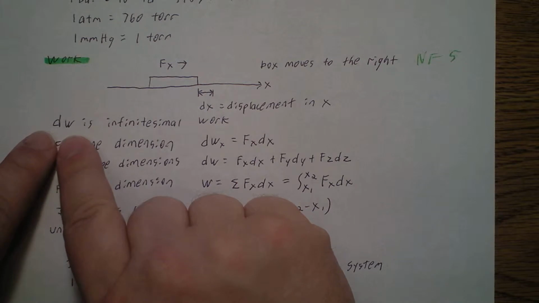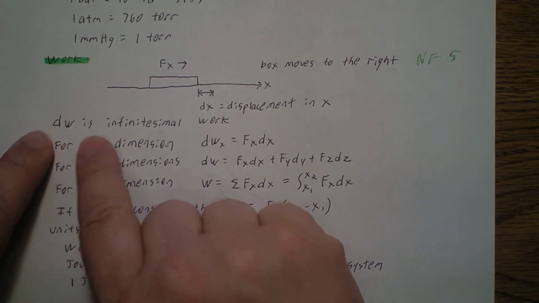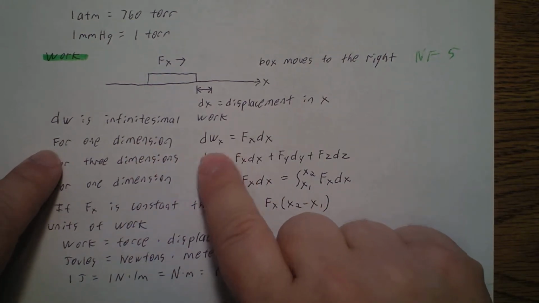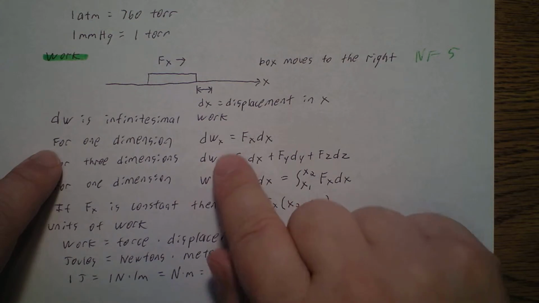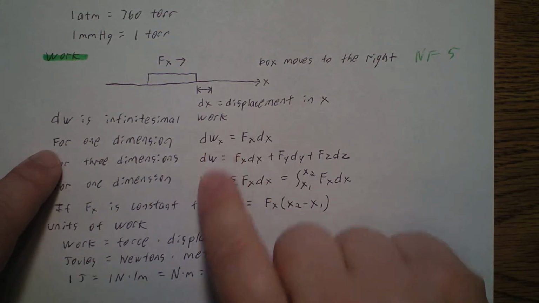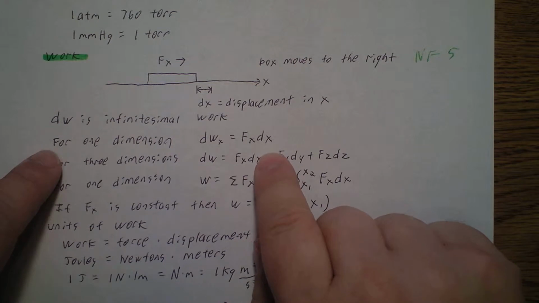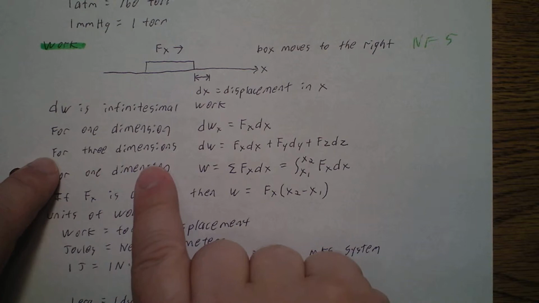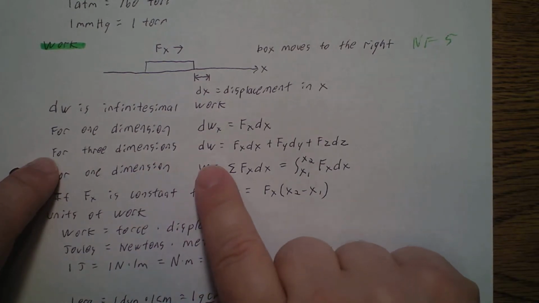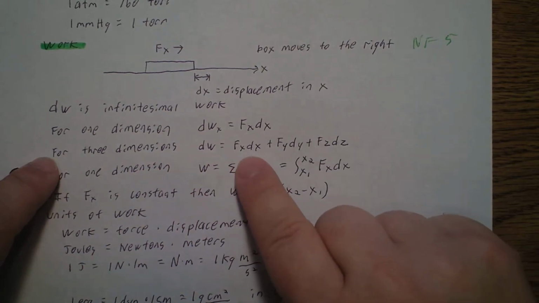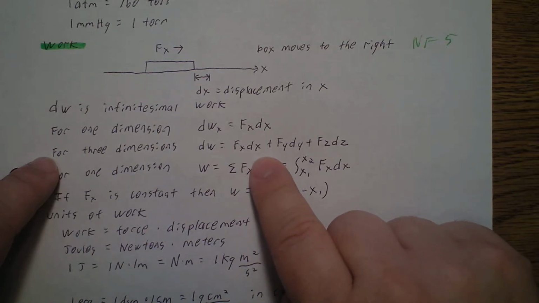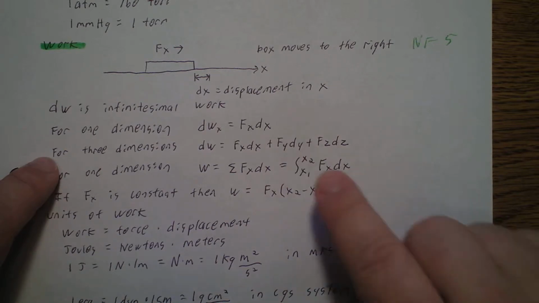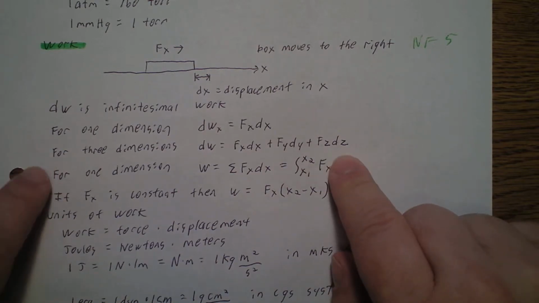So if lowercase w is work, then dw is infinitesimal work. For one dimension, dw_x is equal to F_x dx. So this means the differential of the x component of work is equal to the x component of force times the differential of the x position. In 3 dimensions, you just sum them up. So you have the differential of work is equal to the x component of the force times the displacement in x, plus the y component of the force times the displacement in y, plus the z component of the force times the displacement in z.